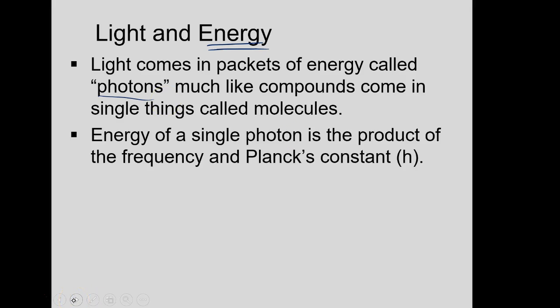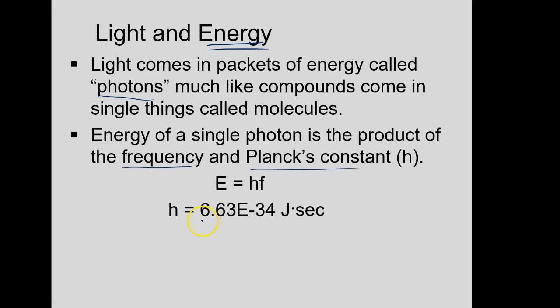All right. The energy of a photon is the product of the frequency and something called Planck's constant. There's a lot of math involved with how they came up with this, but that's basically the equation. So the energy equals the h value, which is right here, and I'll give it to you, multiplied times the frequency. So it's just another equation.